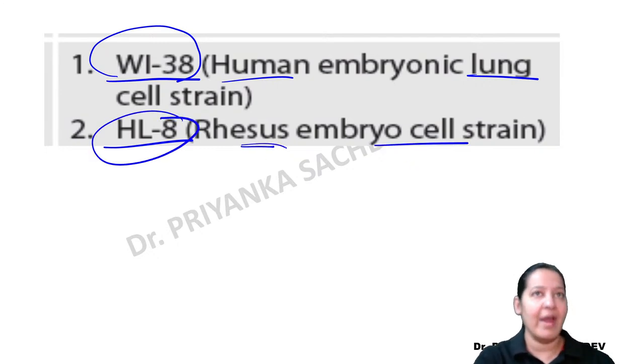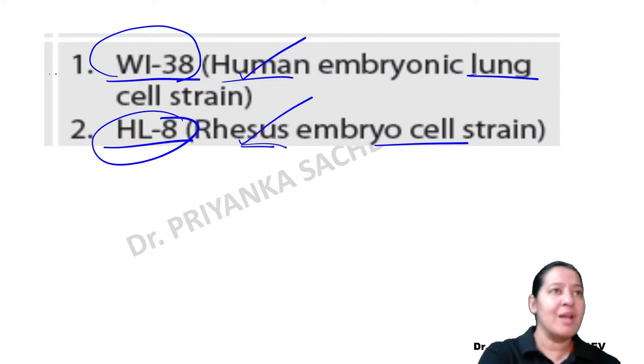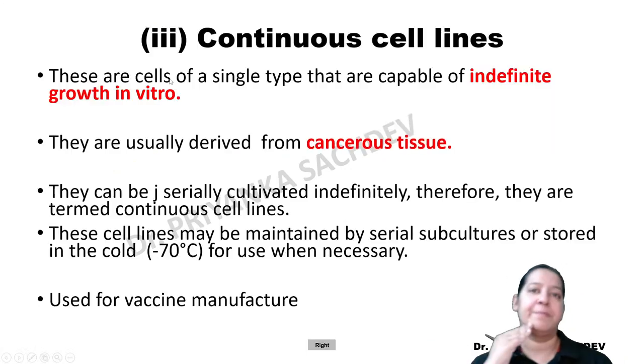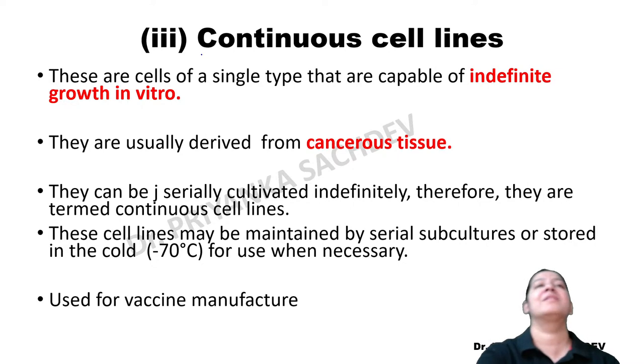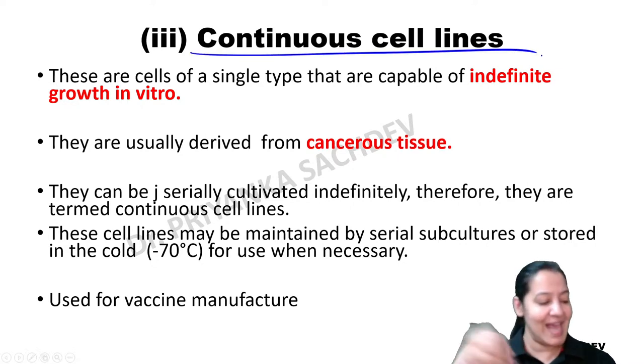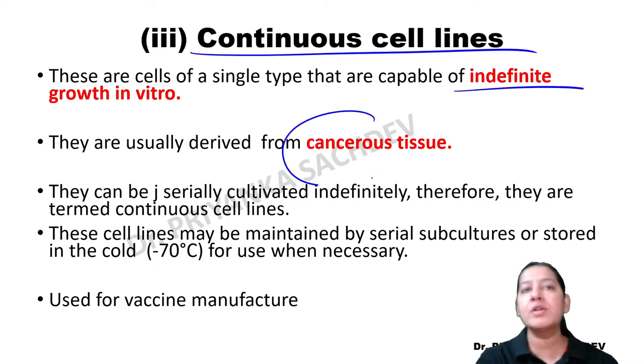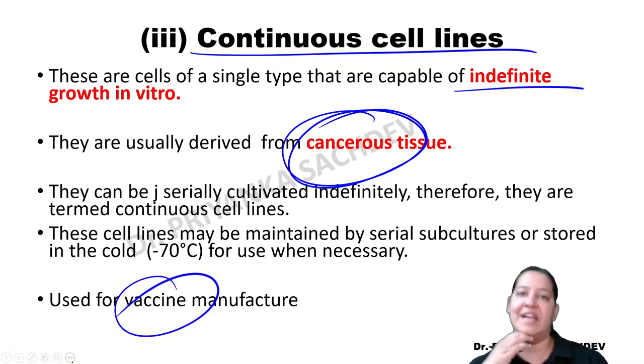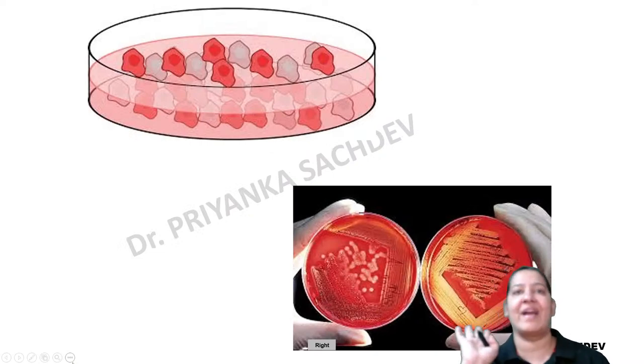Rhesus is a monkey, right? So you can use human lung or rhesus monkey embryo cells. You have to learn the examples. The examples are important. These are the two examples of diploid. And the third and most important is continuous. Here cell will divide indefinitely because you are using a cancer cell. These are basically used for vaccine production. So the most important use is vaccine production.